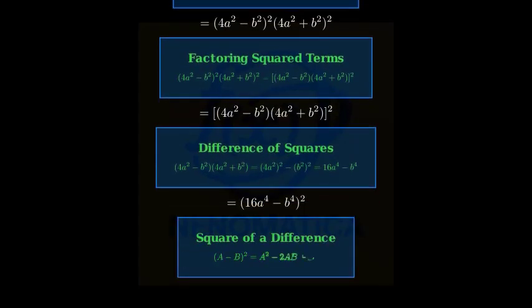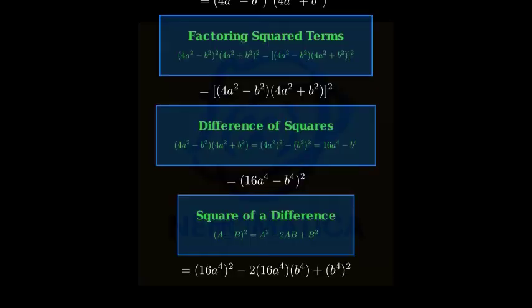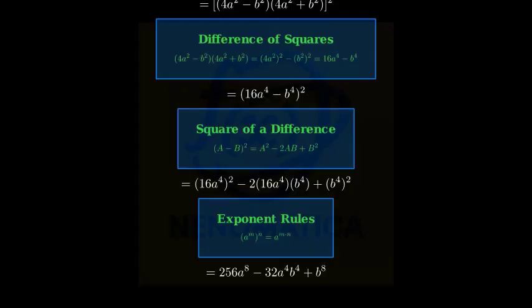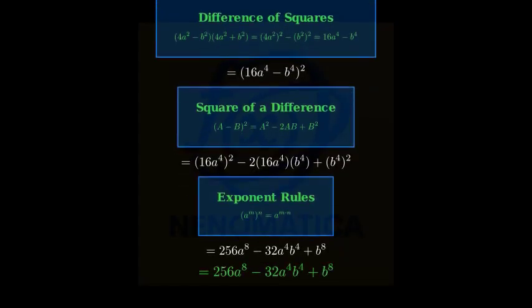Now we need to expand the square of this difference. Using the binomial formula, we get the square of the first term, which is (16a⁴)², minus 2 times the product of the terms, plus the square of the second term. Simplifying each term, (16a⁴)² equals 256a⁸. 2 times 16a⁴ times b⁴ equals 32a⁴b⁴. And (b⁴)² equals b⁸. Our final answer can be written as 256a⁸ - 32a⁴b⁴ + b⁸.